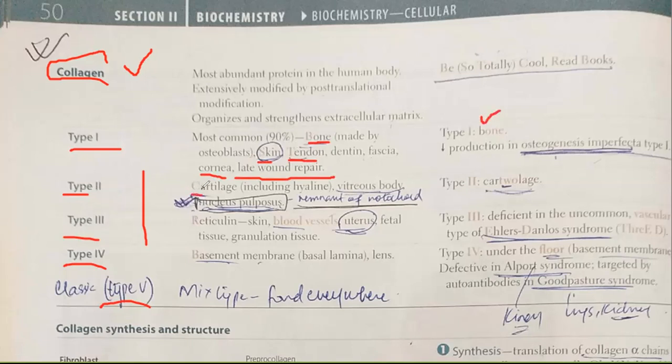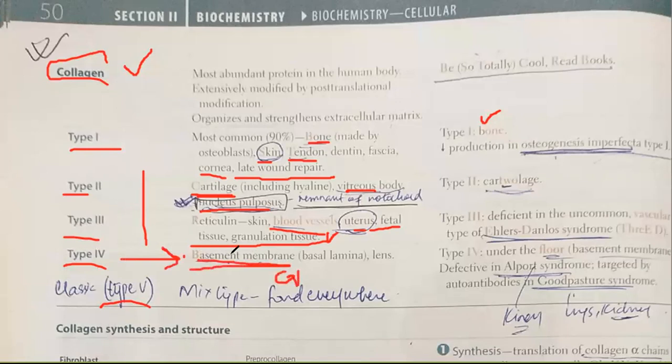Then type 2 is present in cartilage, in your vitreous body, and in your nucleus pulposus, which is a remnant of the notochord. Type 3 is present in your blood vessels, in your uterus, in the fetal tissues, and in the granulation tissues, the process of repairing. And type 4 is in your basement membrane. I'm talking about the glomerulus, the renal basement membrane. So now you see there are different types of collagens and they are present at different levels.